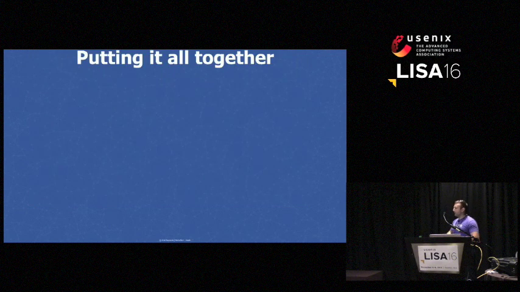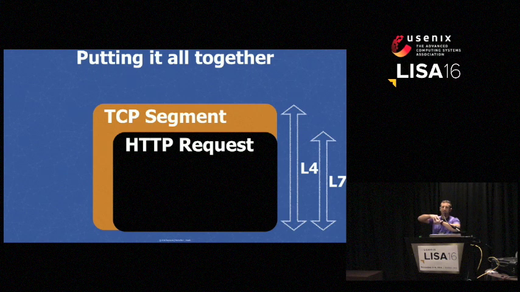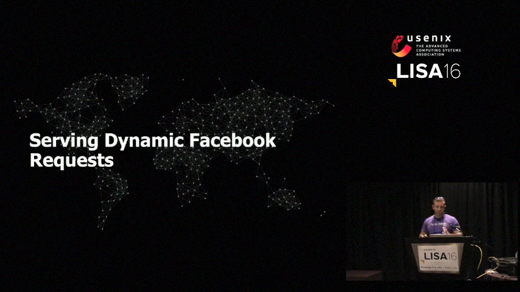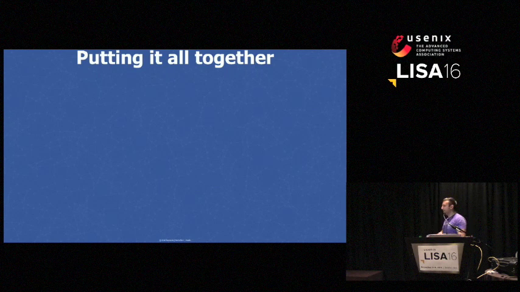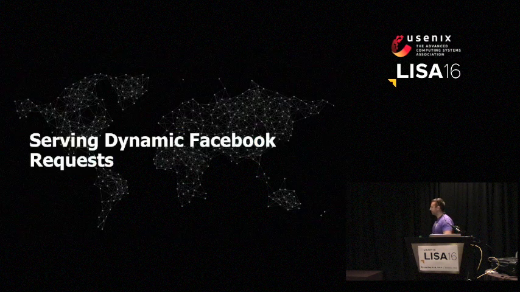So putting it all together, this is how the OSI model works: you have your application layer request, layer 7, and then that is encapsulated in a layer 4 TCP segment, and then that is encapsulated in a layer 3 IP packet. This is how I'll be visualizing a simple request for the rest of the talk.